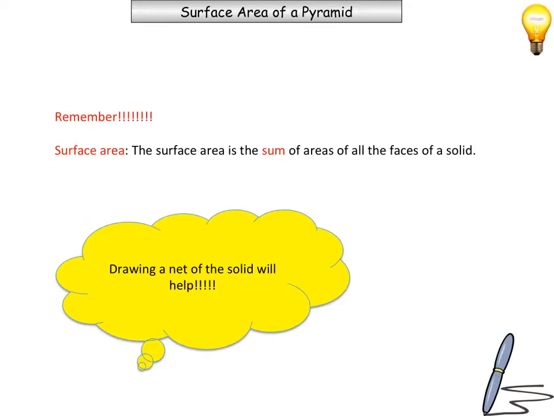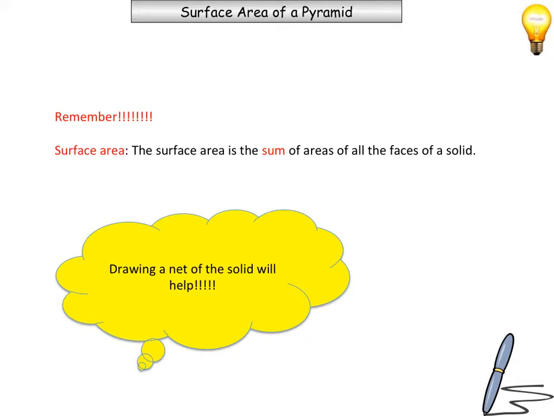Now remember from last year we've got the surface area definition, which is the area of all the faces on the outside of a solid, and then we add them together, so it's the sum of all the areas on the faces of that particular solid. In this case we're going to have a look at a pyramid.